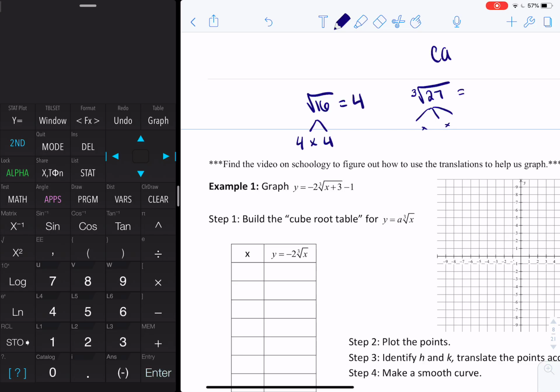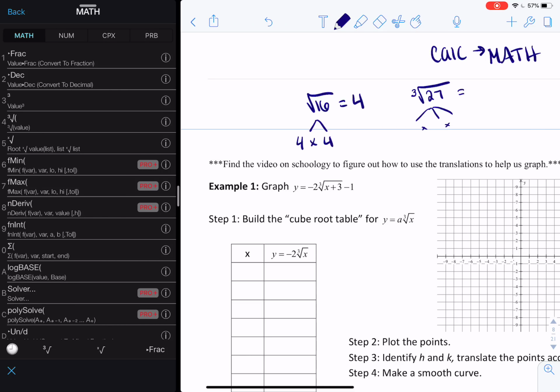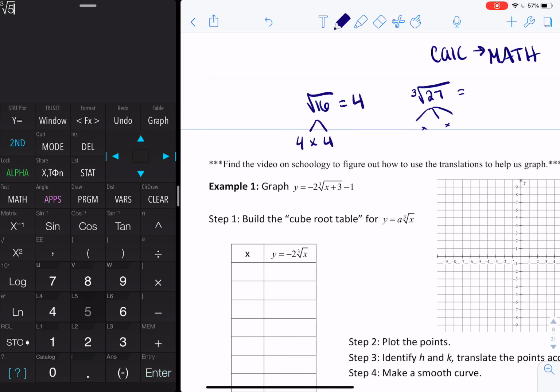You can go to your calculator and hit the math button in the far left side below the alpha. And if you look, you can see it's the fourth one down. So I'm going to go ahead and click it and type, oops, not 5. I want to type 27. 3. So what that means is 3 times 3 times 3 gives me 27.